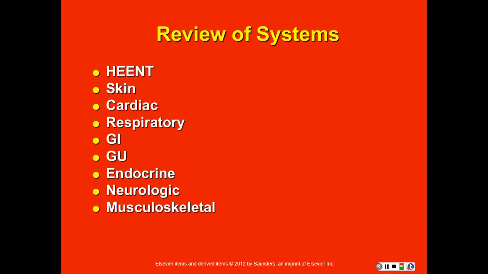We want to know as far as the GI system. Have you had any changes in your eating habits? How is your appetite? Have you had any nausea and vomiting? And have you noticed any blood either in the vomitus, emetus, or in the stool?